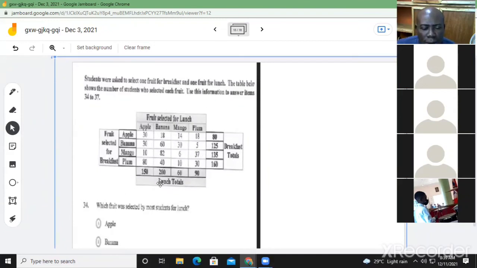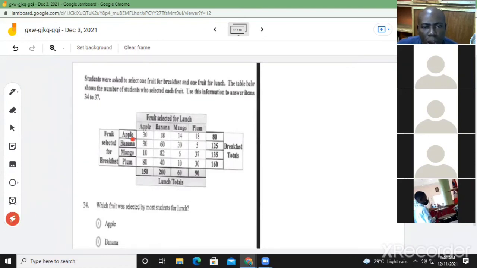All right, so I'm trying to look to see fruit selected. Fruit selected for lunch: apple. Okay, I'm seeing that. Fruit selected for breakfast, oh, I'm seeing it here. So these fruits up here are the fruits selected for lunch, and these ones are for breakfast. Everybody can see that? Breakfast fruits are along the side, lunch fruits are along the top, because see it here, it's telling us, right? So we have to make note of that.